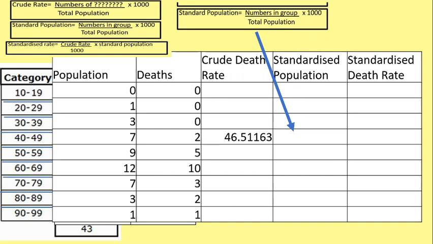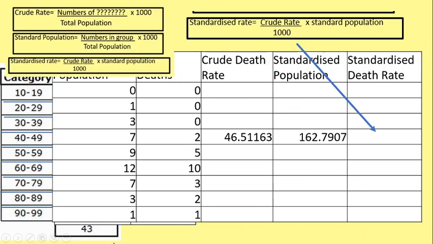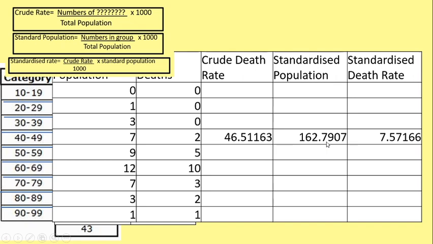For my standard population, I just use the next formula. We have already worked this out, but let's do it again anyway. Numbers in group, which would be 7, divided by 43 times 1,000, which is 162.79. Now my standardised death rate would be my crude death rate, which is 46.51, divided by 1,000 times my standard population, so times 162.79. I got this answer here. Now you might be a decimal out because you might have rounded your figures. I didn't. I cheated. I used Excel. Okay, so work out the rest of them, unless you've already done so.